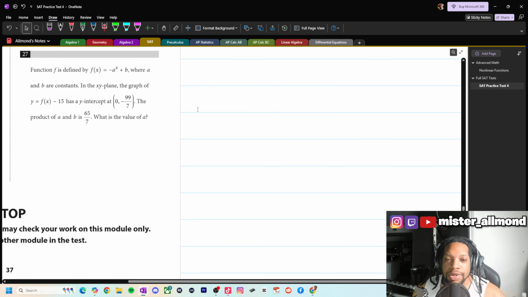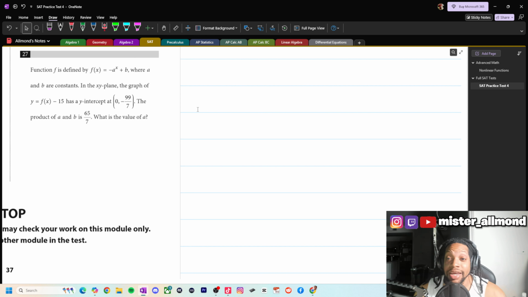All right, last question. Function f is defined by f of x equals -a to the x plus b. A and b are constants. In the xy plane, the graph of f of x minus 15 has a y-intercept of 0, -99/7. What in the world? The product of A and B is 65/7. What is the value of A?